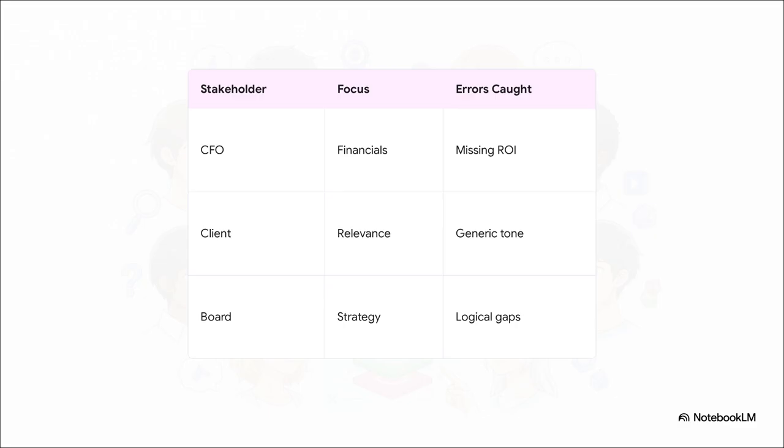Just summarizing it here, your CFO handles the financials and missing ROI. The client ensures relevance and strips out that generic tone. And the board member focuses on strategy to catch those sneaky logical gaps and unvalidated assumptions. It's a complete, top-to-bottom safety net.